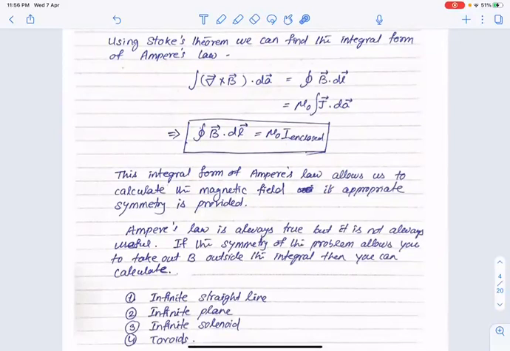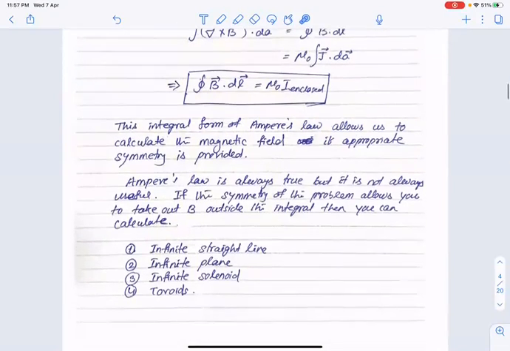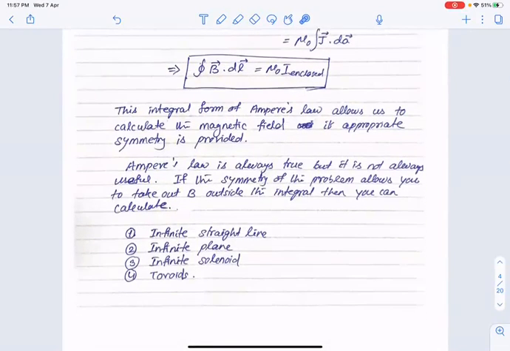Imagine you have a symmetry where you can take B outside the integral, and then all you have to do is just a dl integration. That makes the job easier. There are some particular symmetries which allow such an operation, taking B out of the integral and doing the dl integration. Only in those kinds of symmetries can you use Ampere's law and calculate the magnetic field easily.